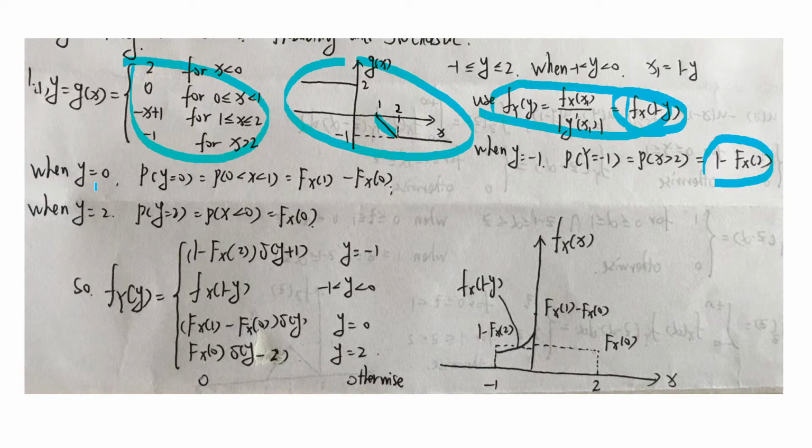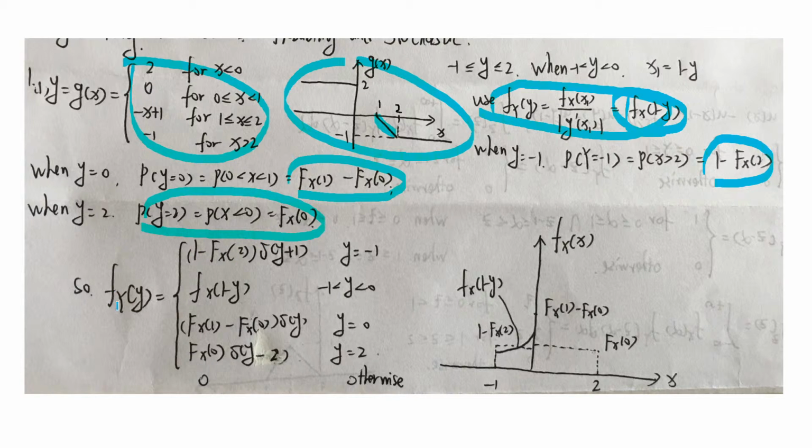And when y equals 0, we can also find the corresponding range of x in the diagram here. So the probability that y equals 0 equals the probability when x is located in the range between 0 and 1, so it should be like this. And also y equals 2 should be like this.